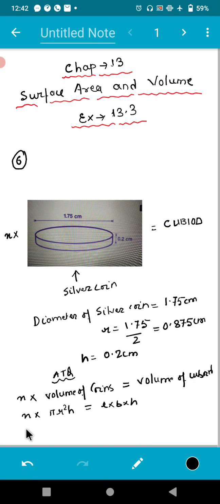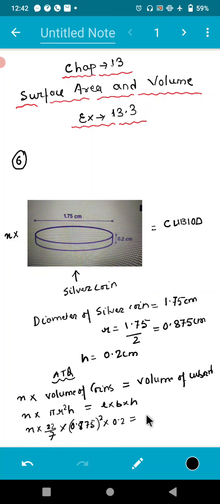Now n into pi. Pi, keep it as 22 by 7 if no value is given. Any value given? No. So 22 by 7. What is r? r is 0.875 whole square, into h, which is 0.2, and this would be equal to 5.5 into 10 into 3.5.